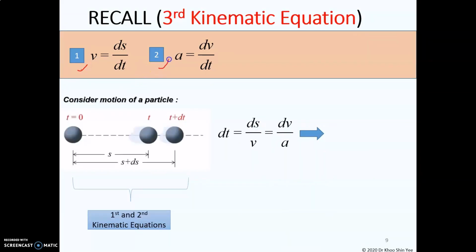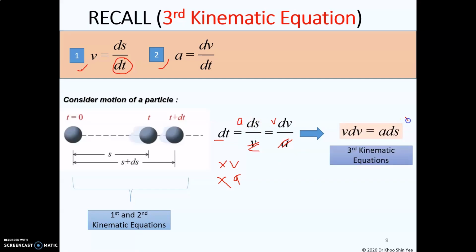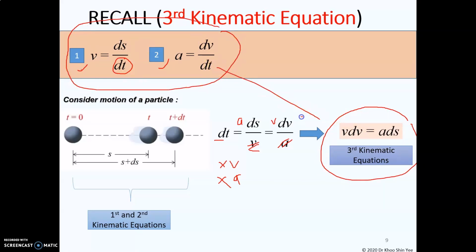From these two equations, let's rearrange dt on your left hand side. Then you obtain dt equal to dx over v and dt equal to dv over a. If you multiply by v, then this term will cancel. You have v dv here. Multiply by a, then this term will be cancelled and you have a dx. So you succeed in obtaining the third kinematic equation from the previous two fundamental equations here.